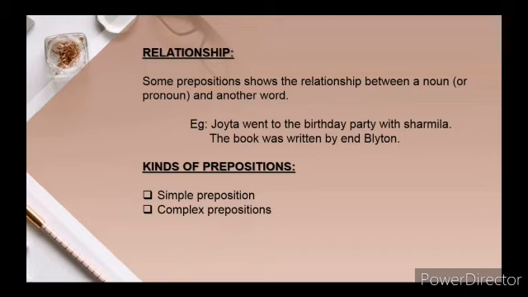Relationship. Some prepositions show the relationship between a noun or pronoun and another word. So some prepositions are used to show the relation between a noun and the other word. Let's see the example. Joeta went to the birthday party with Sharmila. With. Here you can see that there is a relation. Joeta went with Sharmila.